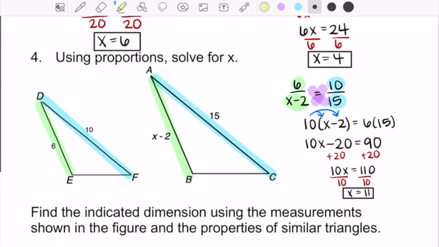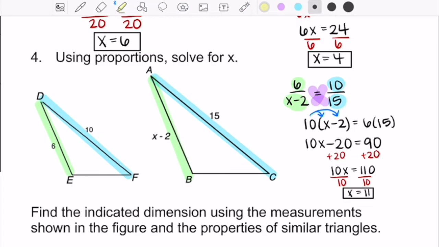The reason why we're practicing proportions today is because we can use proportions to solve for values that are missing in similar figures. So here we're being given these two similar figures. We assume they're proportional to one another. A note about proportions, there are different ways that you can set up proportions correctly, but here I'm following the way it was stated in the property. So I'm doing green over green equals blue over blue. So 6 over x minus 2 is going to be equal to 10 over 15.